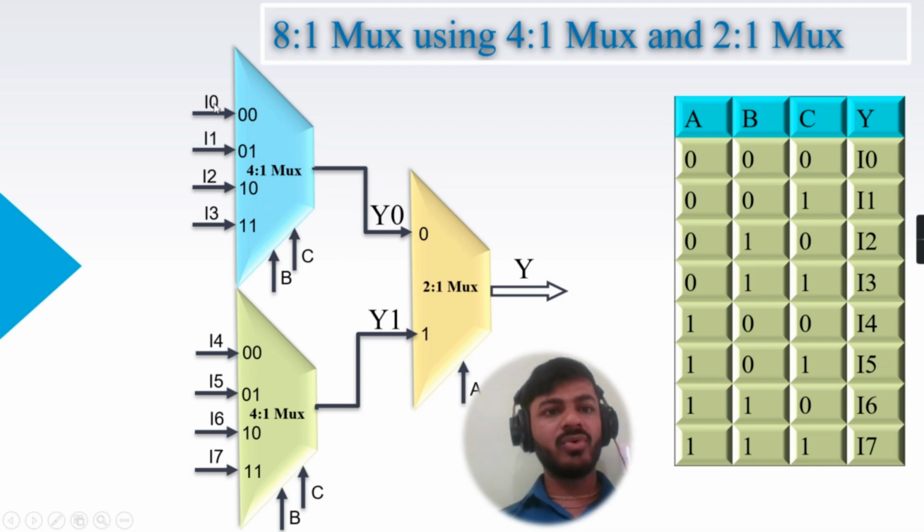And we are having inputs I0 to I7, okay, and select lines A, B and C. So to understand this, we'll split this combination of 4 is to 1 mux and 2 is to 1 mux into two stages.